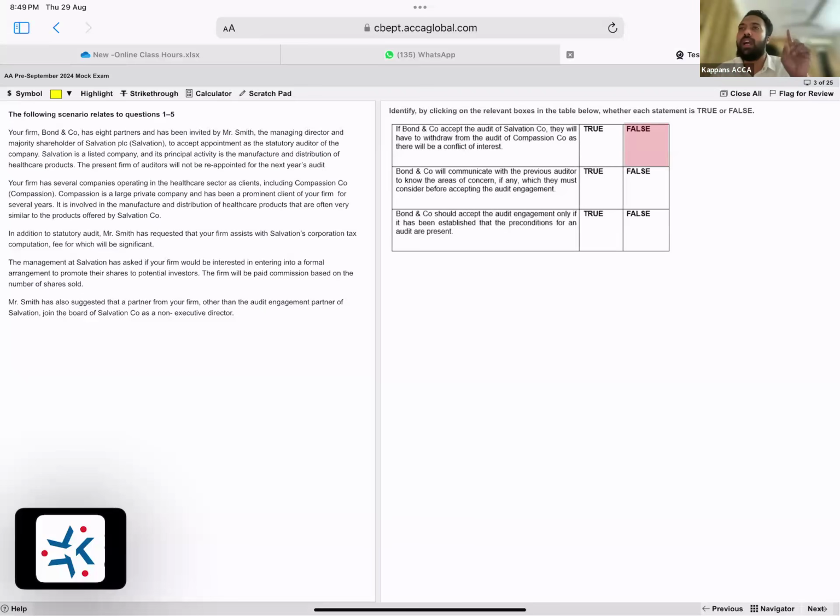The safeguards are: inform those charged with governance of both the companies. Advise one or both the companies to seek additional independent audit advice.